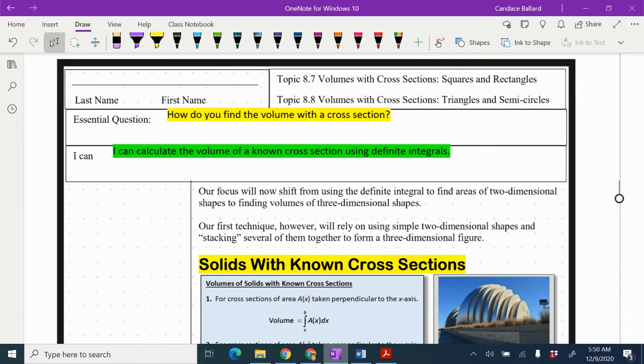So our focus is going to shift from using the definite integral to find the areas of two-dimensional shapes to finding volumes of three-dimensional shapes. Our first technique, however, will rely on using simple two-dimensional shapes and stacking several of them together to form a three-dimensional figure.